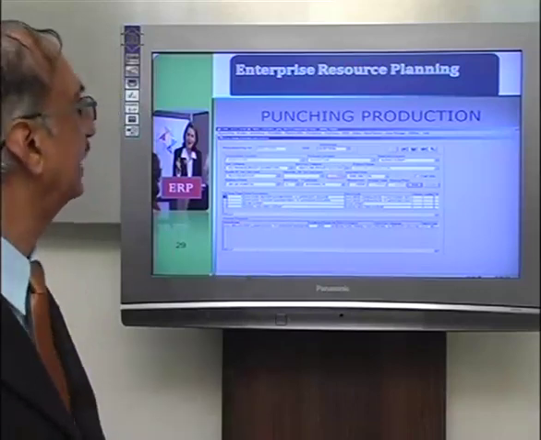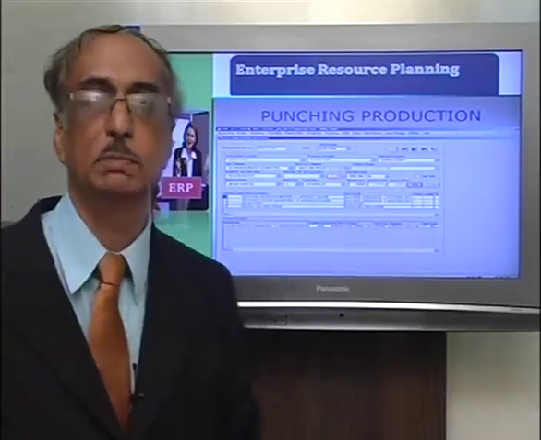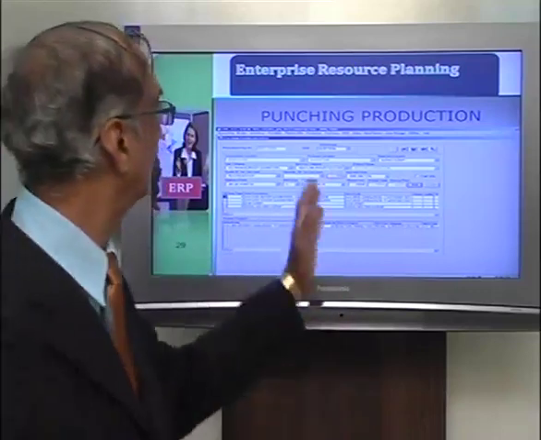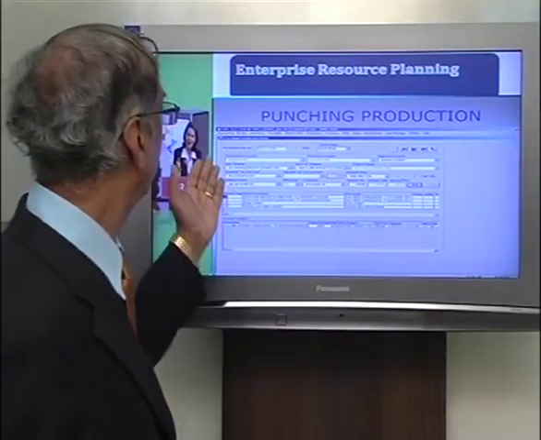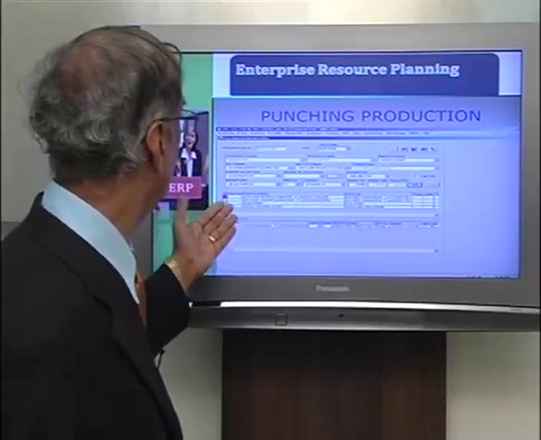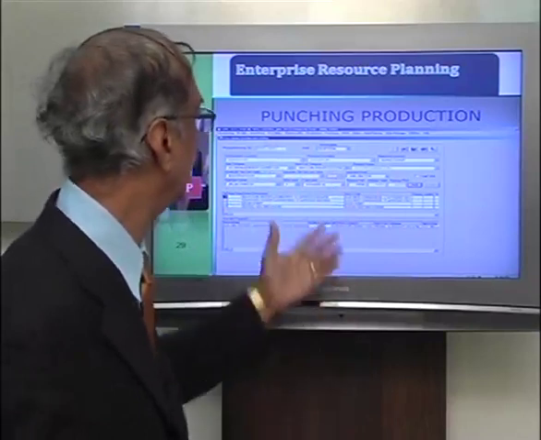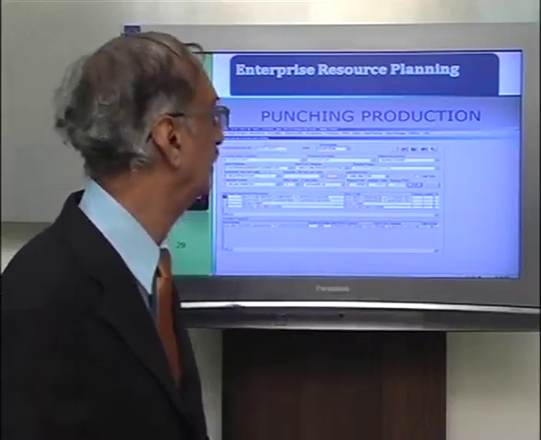Now this is one more example. That particular process, it's a punching process. Now details about the punching process have been listed in this. So what are the machines used in punching? What are the types? What is the item description? All those things have been listed in this input form.